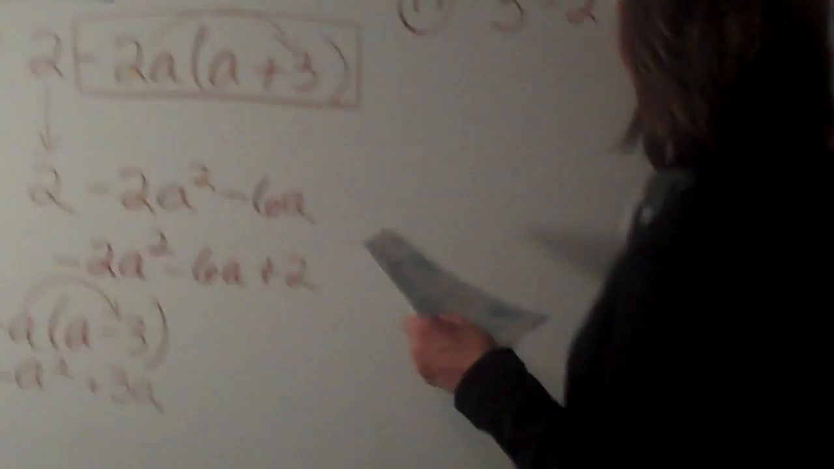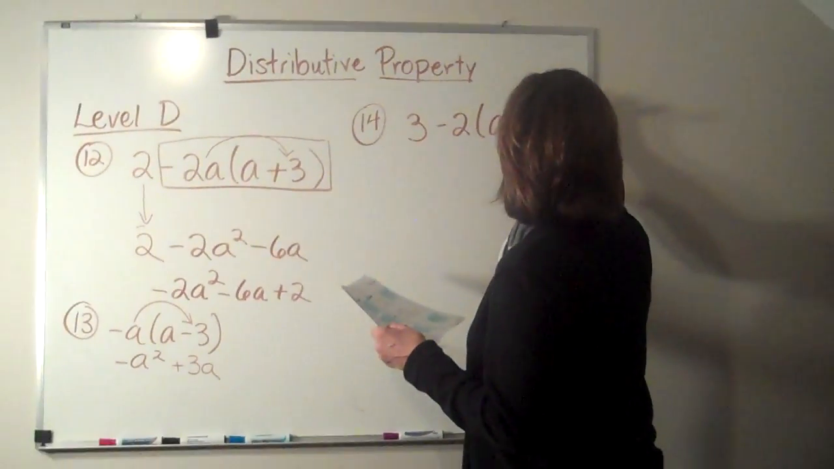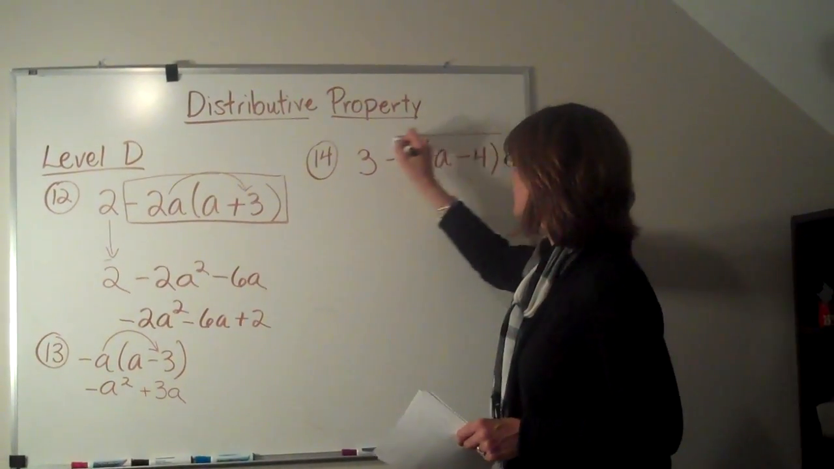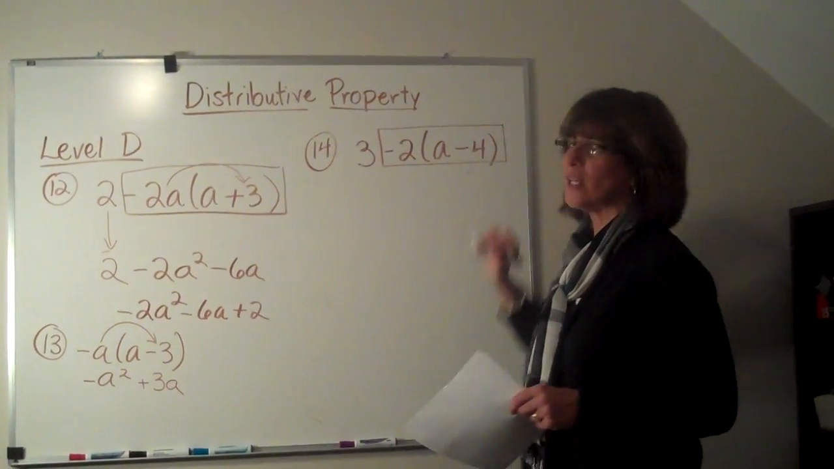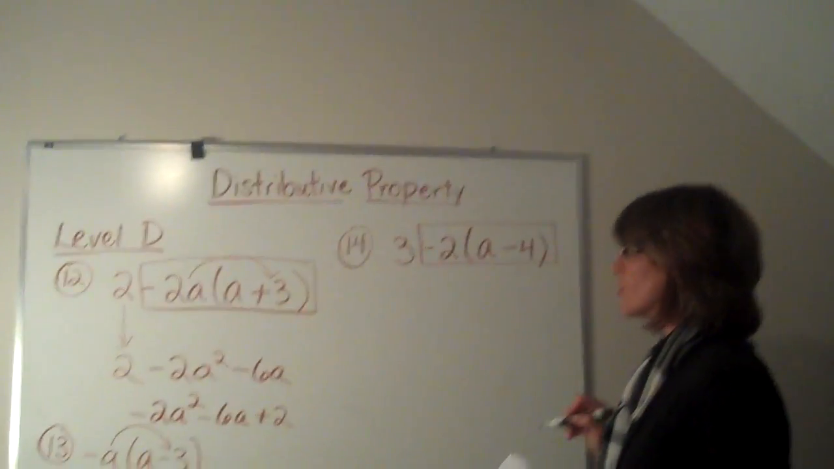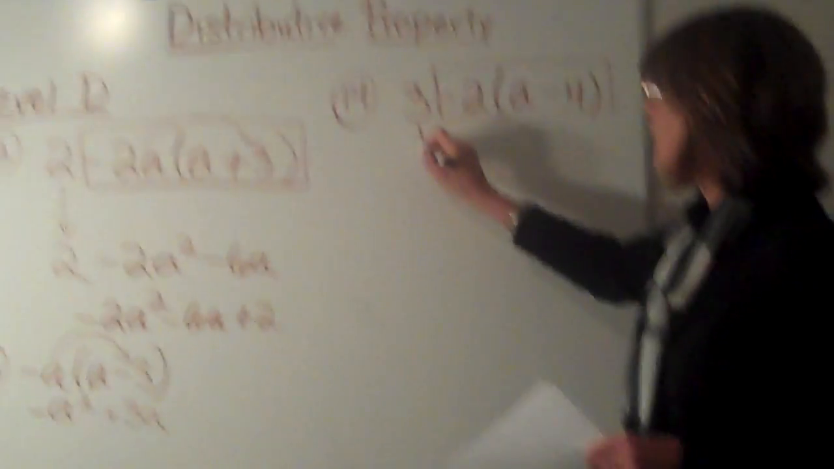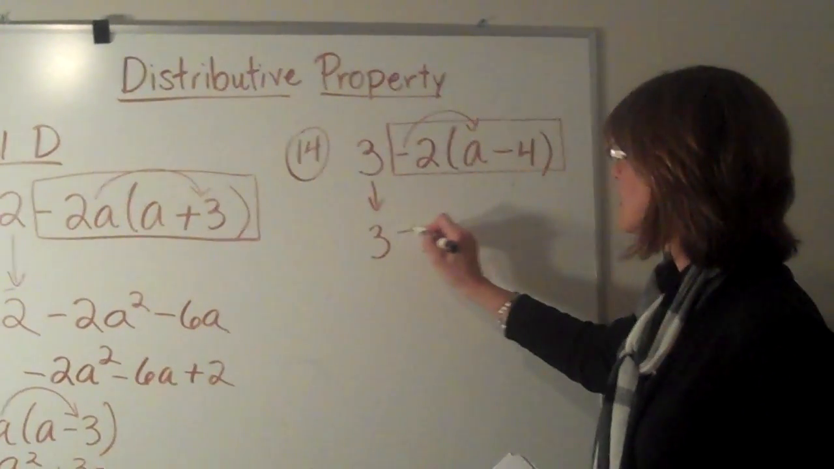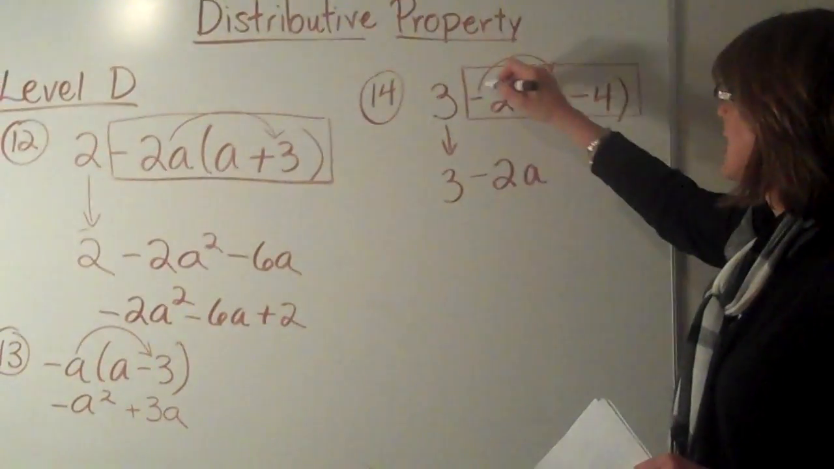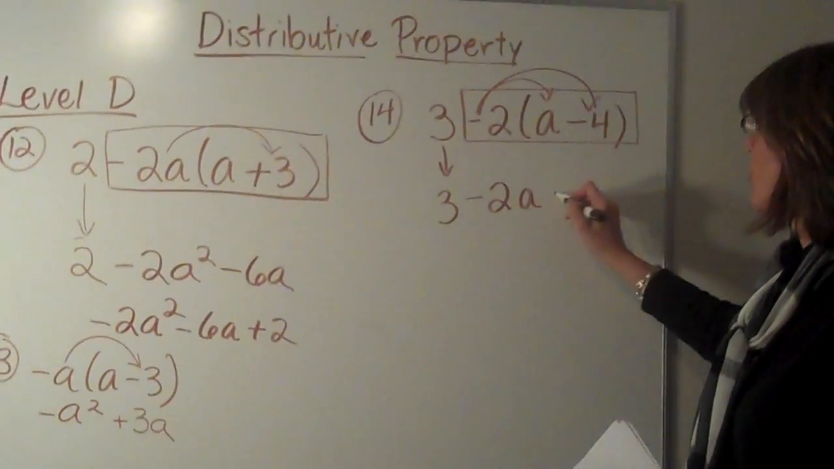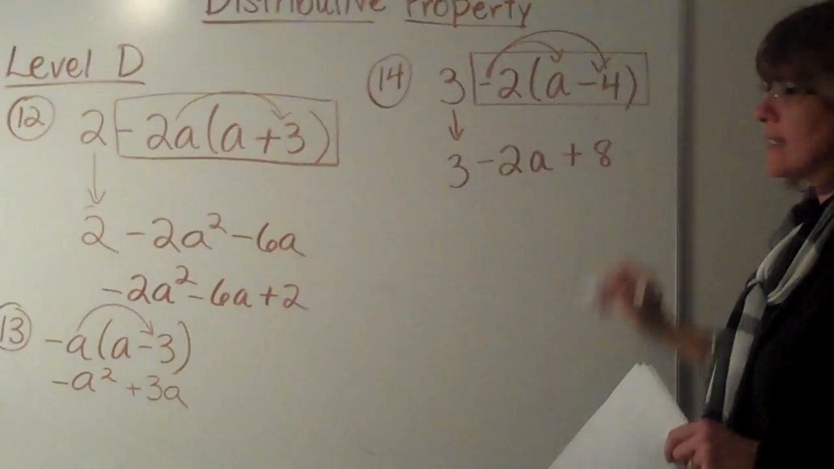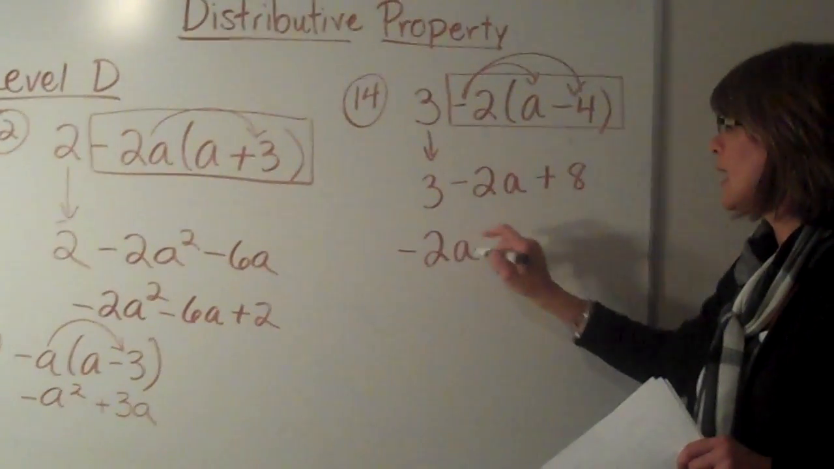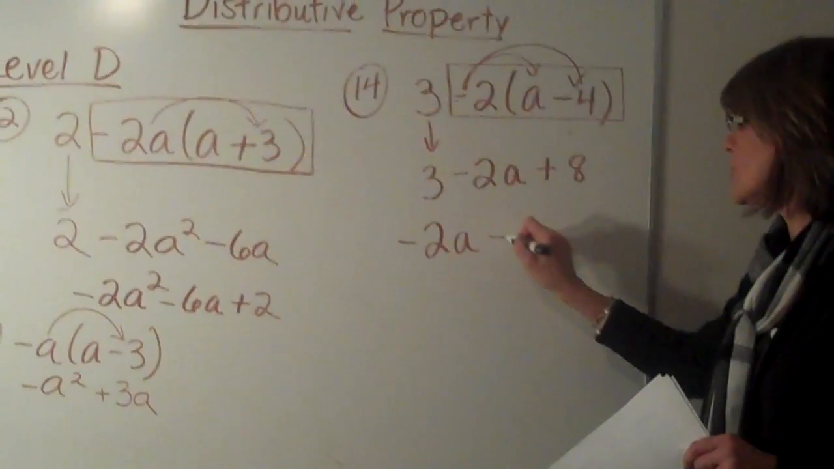3 minus 2a times (a minus 4). Again, the best way to do this is to take out the distributive property. Put a box around it so you know that that is the distributive property there. You're just bringing down the 3. Negative 2 times a is negative 2a. Negative 2 times negative 4 is positive 8. Now in this case, I want to put them in order. I put negative 2a, and I have 3 plus 8, which is 11.